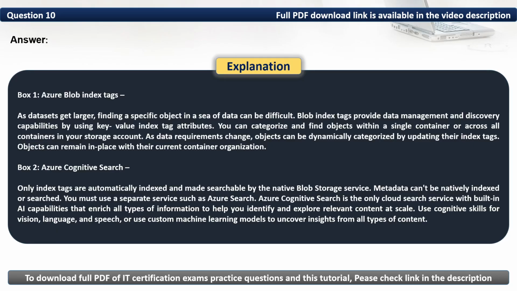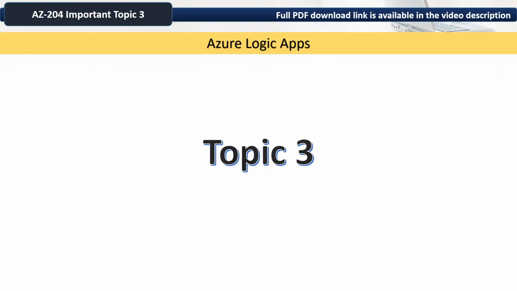Box 2. Only index tags are automatically indexed and made searchable by the native blob storage service. Metadata cannot be natively indexed or searched. You must use a separate service such as Azure Search. Azure Cognitive Search is the only cloud search service with built in AI capabilities that enrich all types of information to help you identify and explore relevant content at scale. Use cognitive skills for vision, language, and speech, or use custom machine learning models to uncover insights from all types of content. To the next topic, Azure Logic Apps.